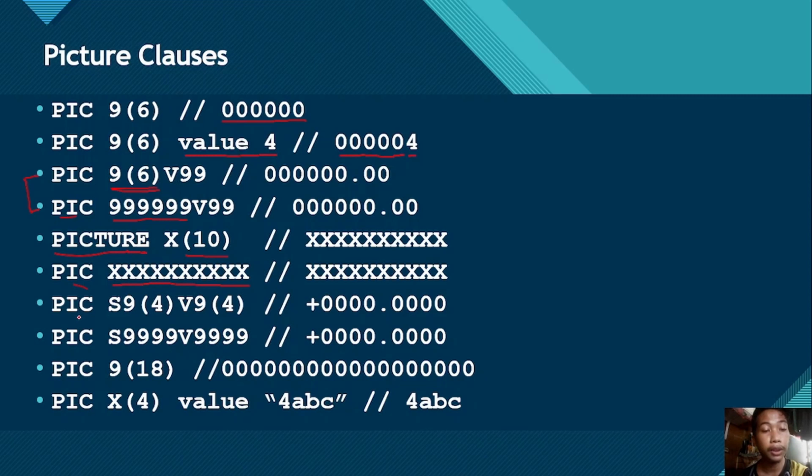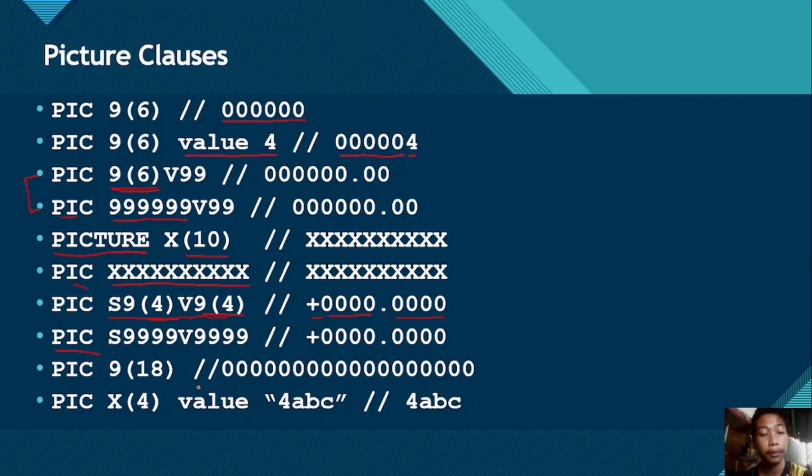So in here, the other example is pic S9 parenthesis 4 V9 parenthesis 4. So meaning it has a positive sign, then plus 4 digits, then the decimal, and the 4 digits. Next one is S. So the next example is the same with this one, with the same output.